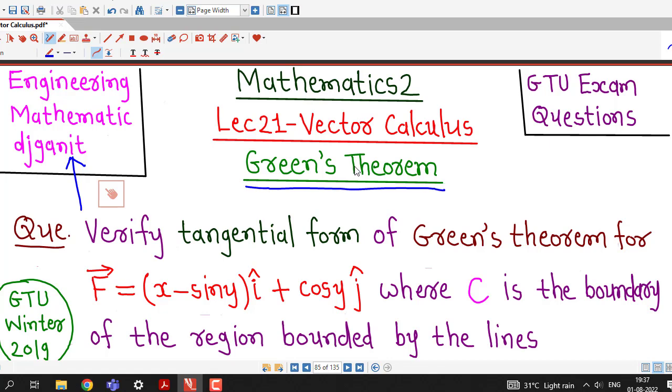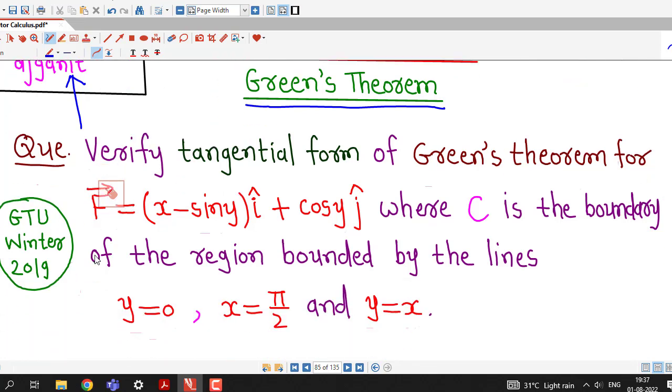In lecture number 20 we have discussed one example on Green's theorem, and in this lecture also we will discuss one question on Green's theorem which was asked in GTU Winter 2019 exam. They generally ask this type of question for 7 marks.